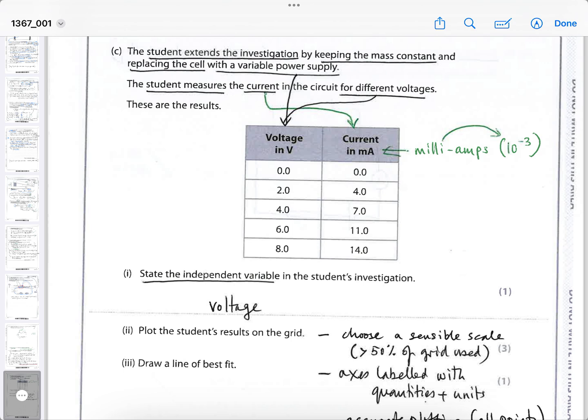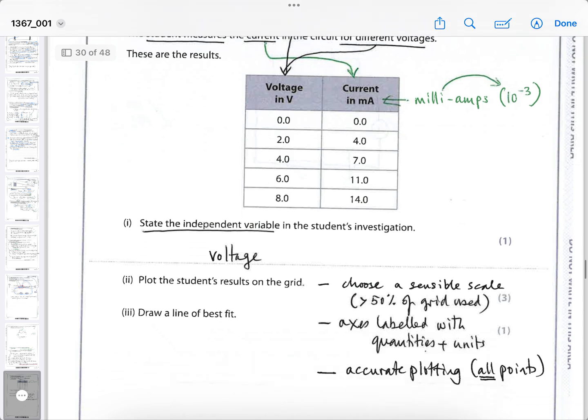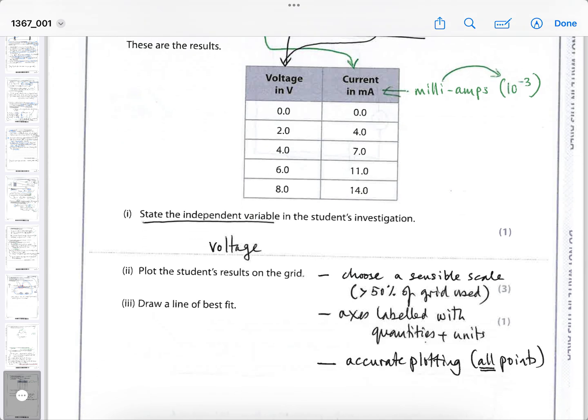Plot the results on the grid that they've given you, and you've got to choose a sensible scale, using at least 50% of the grid that they provided. Then they want you to plot it. Axes must be labelled with quantities and units for 1 mark, and so this is how you get 3 marks. And accurate plotting, all points must be plotted accurately to get a 3rd mark, and then you draw your line of best fit for the 4th mark on the graph.